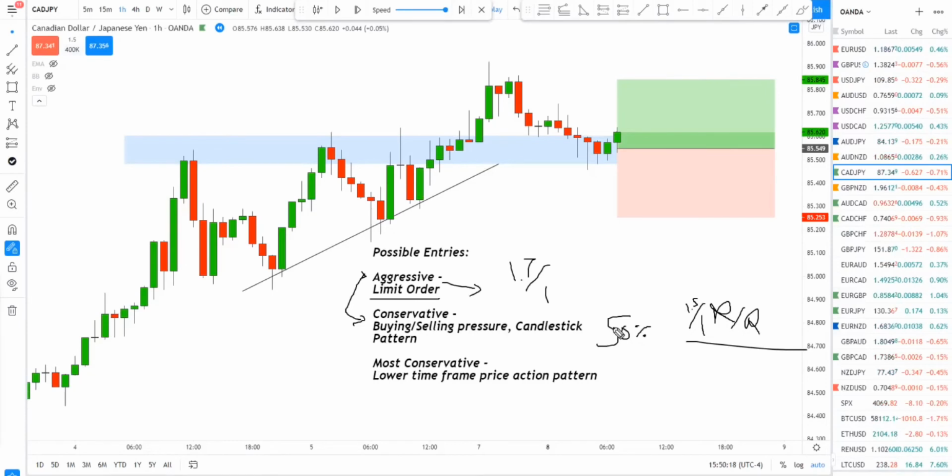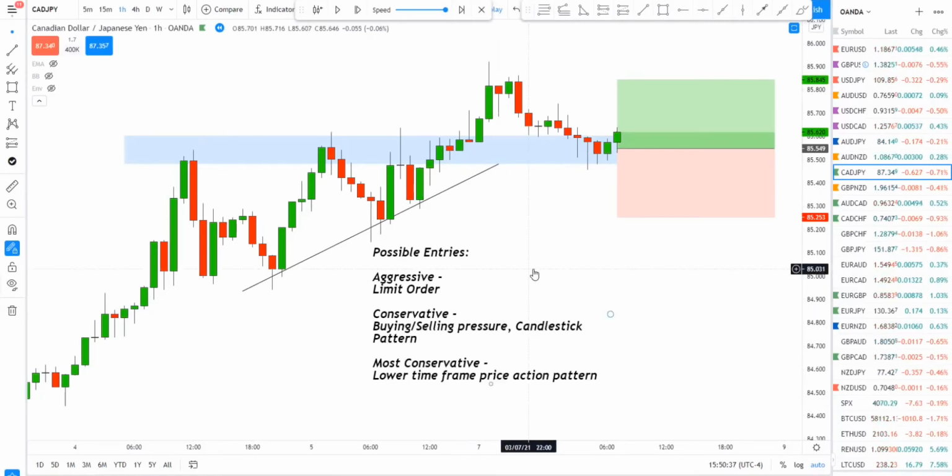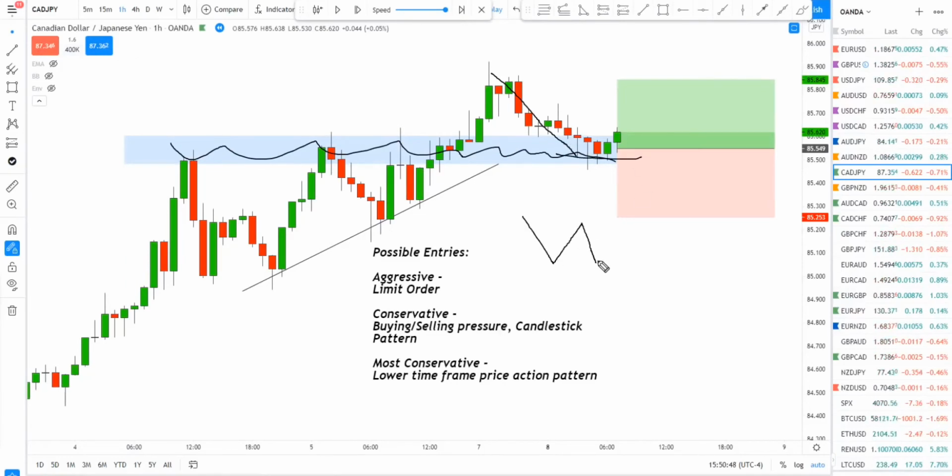Now, the most aggressive way, right, is just a limit order. The second most aggressive way, but more conservative than a limit order, would be waiting on a candlestick pattern or buying pressure, with a green candle for a bullish trade, a red candle for a bearish trade. The most conservative way to enter a trade like this would be to point out your zone, right? You have your rising triangle break and retest pattern, then wait for the market to get into that zone and drop down to smaller time frames to look for patterns like double bottoms on those smaller time frames.